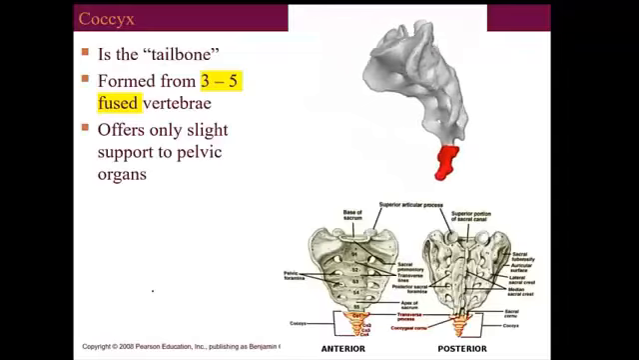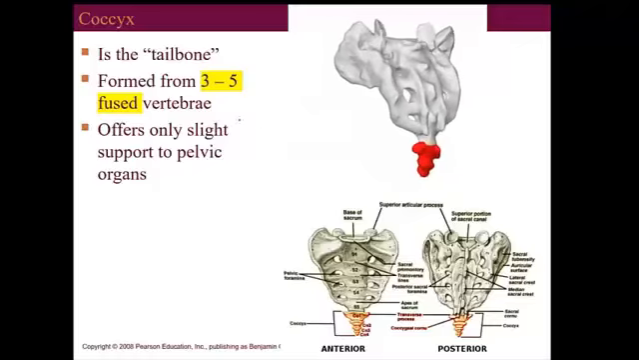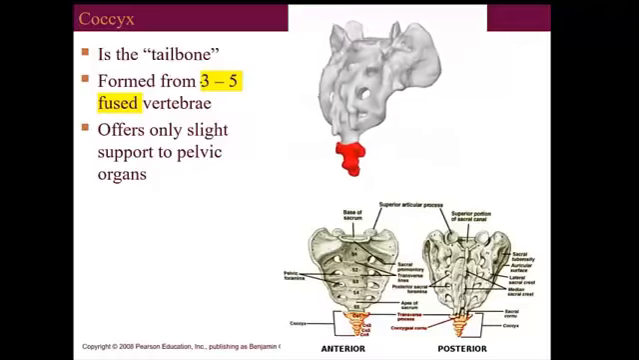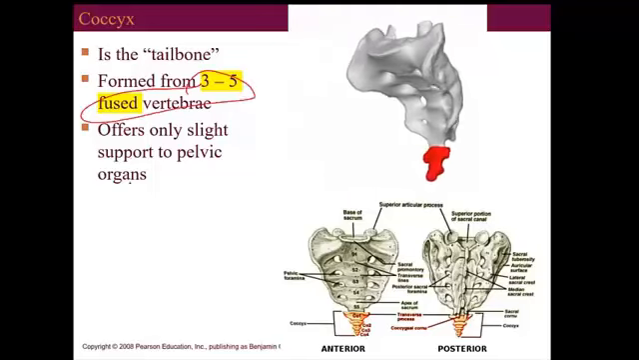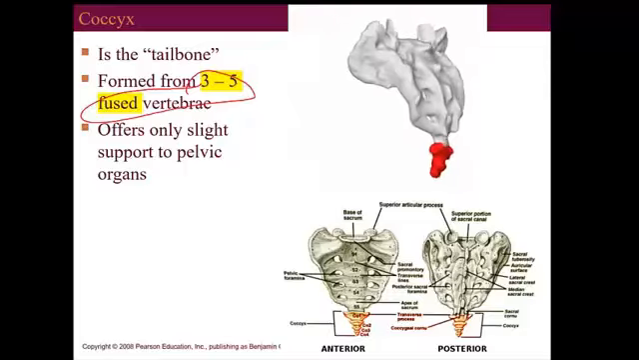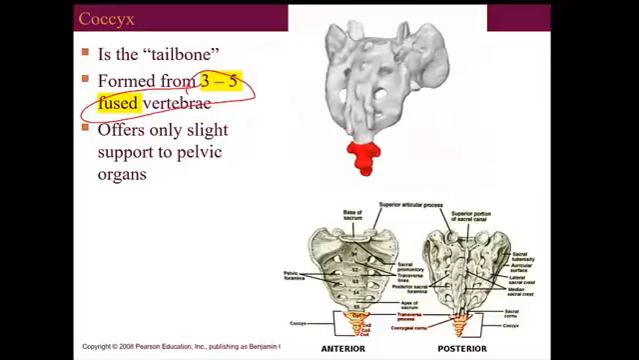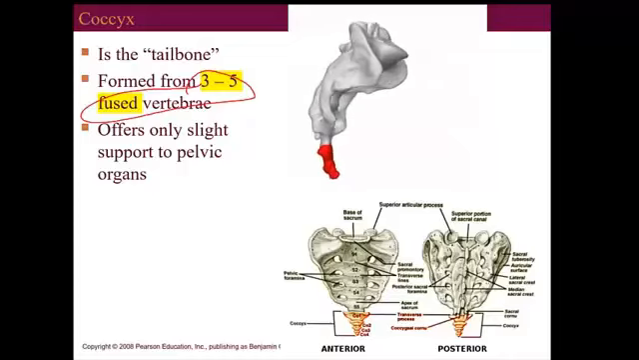So the last bone is going to be the coccyx. So we call it the tailbone. It's about 3 to 5 fused vertebrae, and only offers slight support to the pelvic organs. So this is what it looks like on the vertebral column.